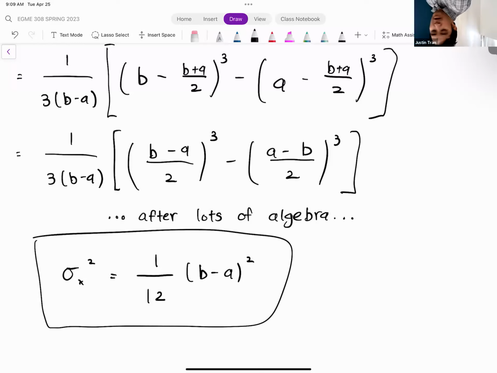Okay. And so if you want to see all the steps, they're in the lecture notes, and so you can definitely go and check that out. But I did want to make sure we get the confidence interval. All right, any questions on this?